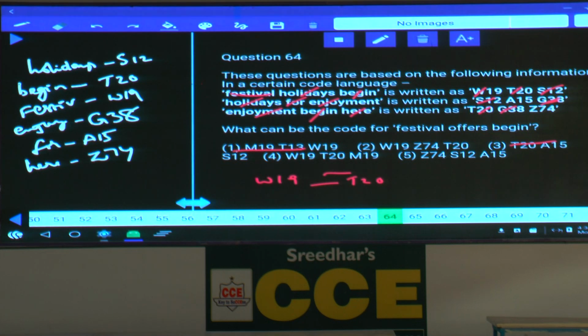Then, festival offers. What can be the code to the word offers here? Z74, because 74 is nowhere present in this one, hence it can be the code to the word offers. Isn't it? 64, W19, T20, and Z74 is not there. Sorry, Z74 is here. Now, Z74 is here, hence it cannot be your answer. Then what is left over here? W19, T20, only choice 4 is the answer. 64, it is choice 4.